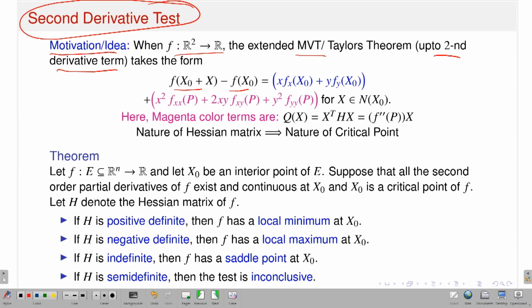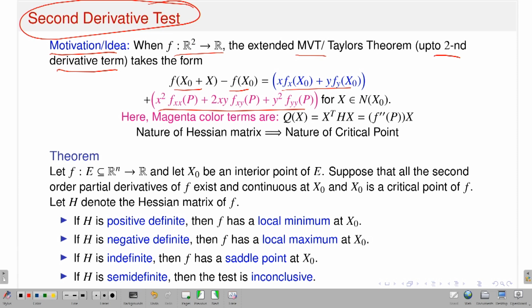So what is that? This is the corresponding first order partial derivative term, that means x times f_x at x naught plus y times f_y at x naught, and then you will have a second order partial derivatives term, that means x square f_xx plus 2xy f_xy plus y square f_yy.